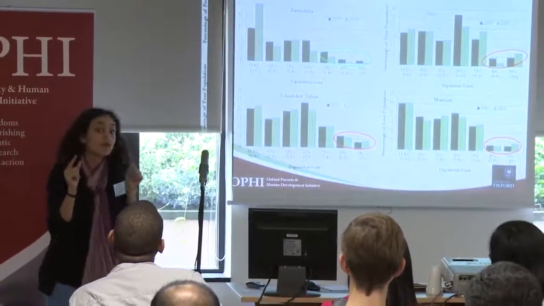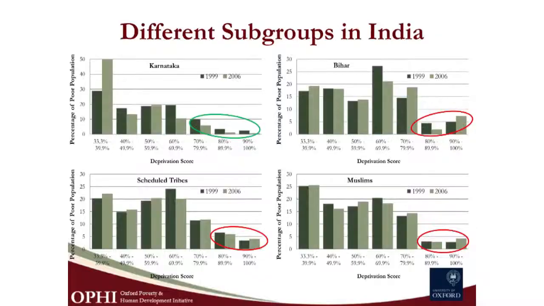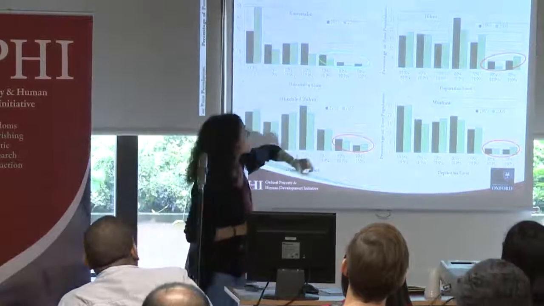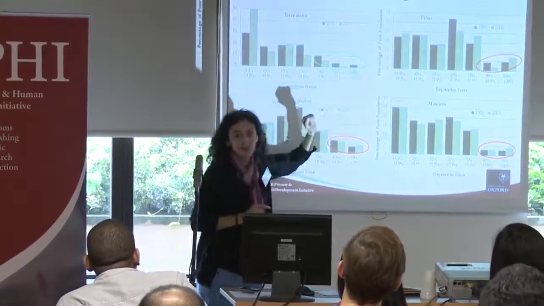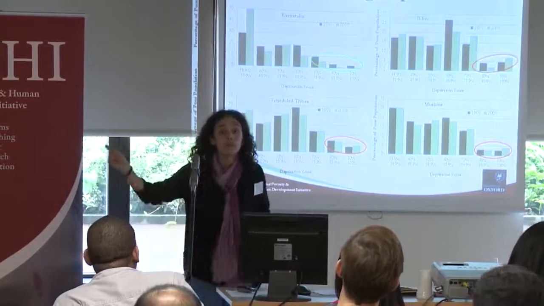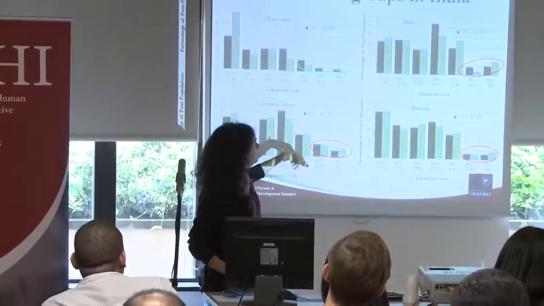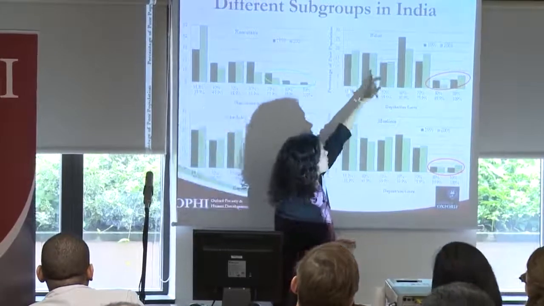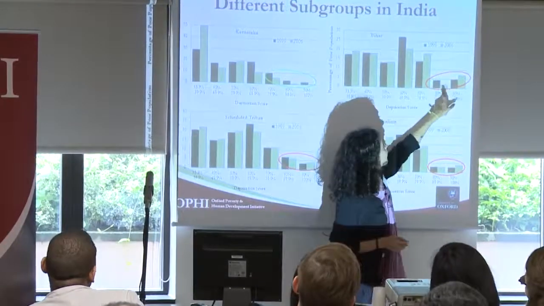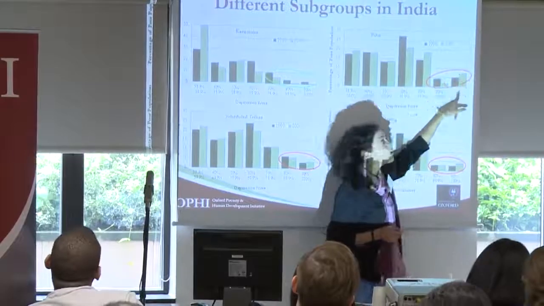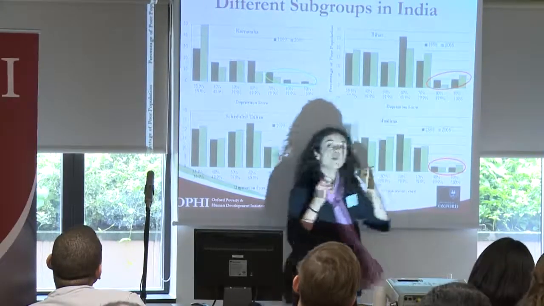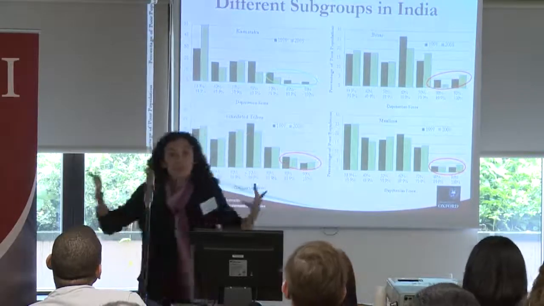But you can go deeper. You can look at the groups, not just at the national average. And when you look at the groups, you see that Karnataka actually reduced. But if you look at the average, you cannot see that improvement, because there are groups like Bihar, where it reduced in one range but increased in the highest share. It increased the percentage of people with deprivations between 90% and being deprived in all.